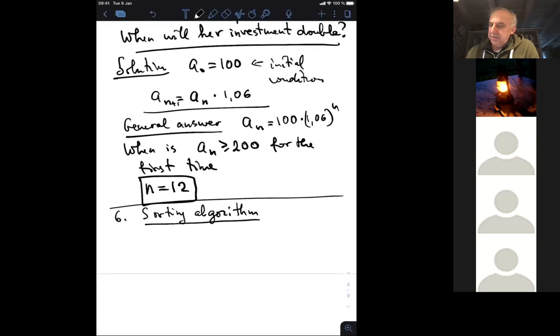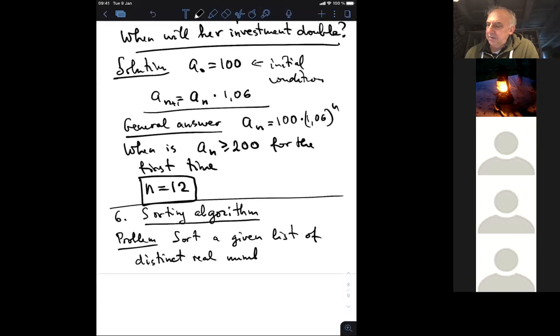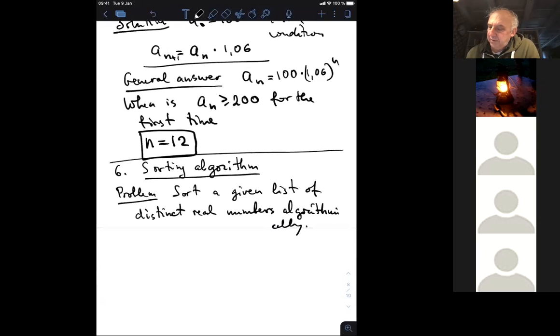So what is the question here? Problem: sort a given list of distinct real numbers. Doesn't have to be distinct, but let's assume that they're distinct for simplicity. Real numbers, algorithmically. So in other words, find a nice procedure. So you are given, for example, a bunch of numbers.